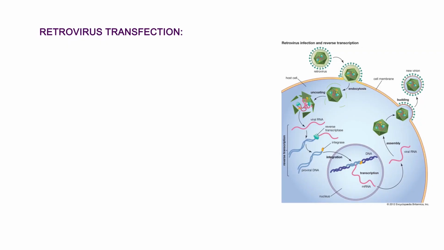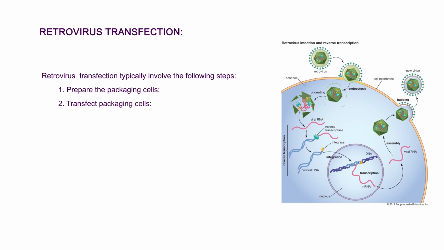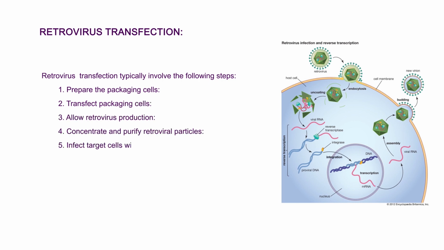Another virus which is used in this technique is retrovirus. Retrovirus transfection is a technique commonly used in molecular biology to introduce foreign genetic material into cells. Retroviruses are a type of RNA virus that have the ability to convert their RNA genome into a DNA copy through the process of reverse transcription. This DNA copy, known as a provirus, can then integrate into the host cell genome and be stably maintained and expressed.